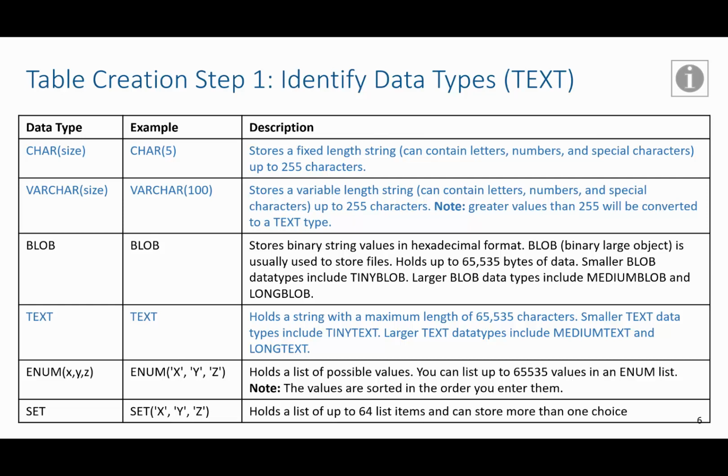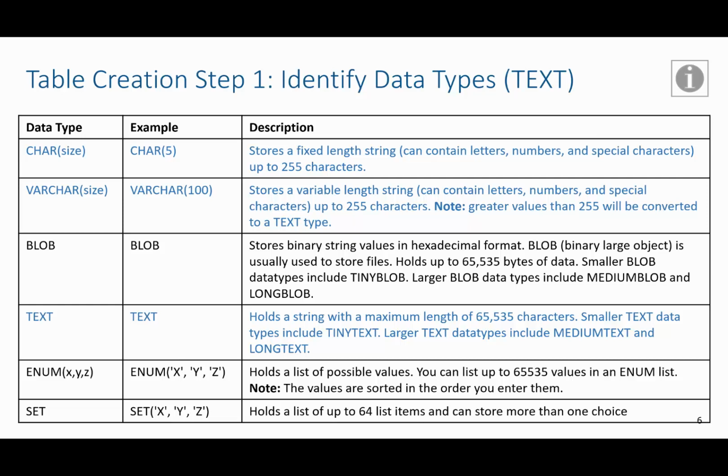Varchar, on the other hand, is variable character length. So for example, if I provide 2 characters, it's going to only take up 2 characters of space in the database. Whereas if I provide 100 characters, it will take up 100 characters of space in the database. Blob is used for storing files. Text is for anything larger than 255 characters. There is also tiny text, medium text, and long text.